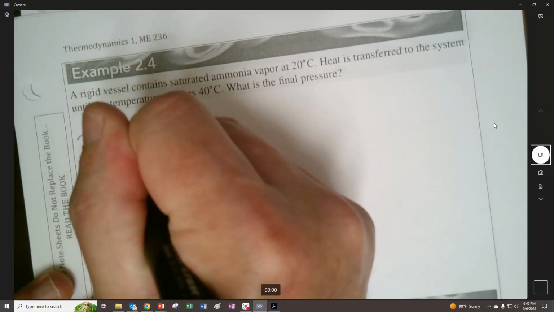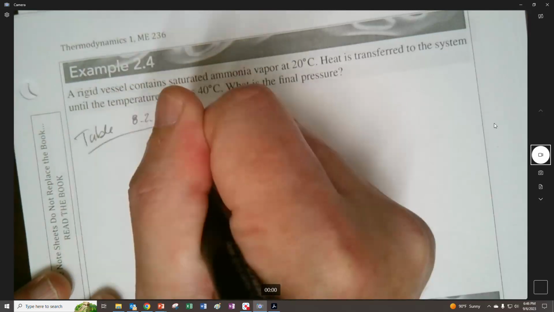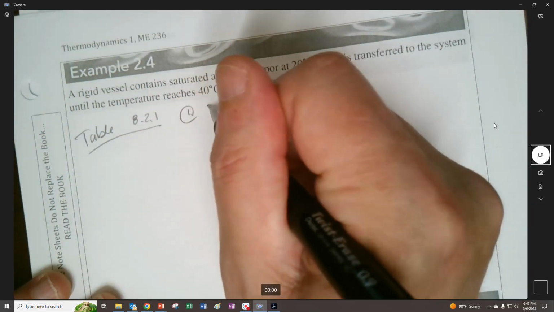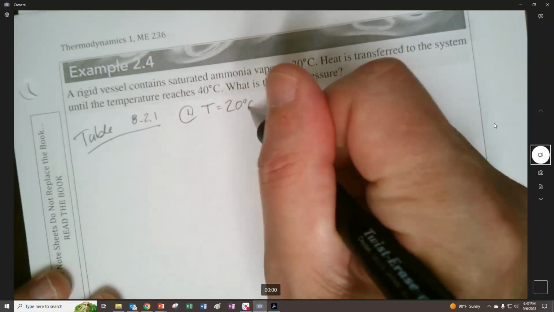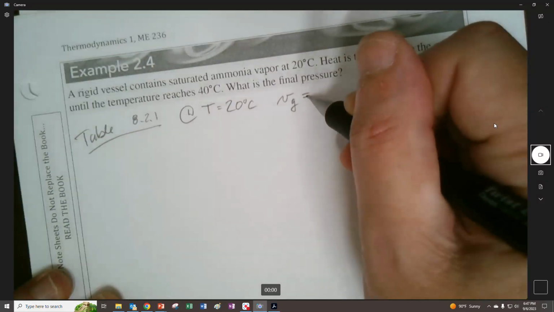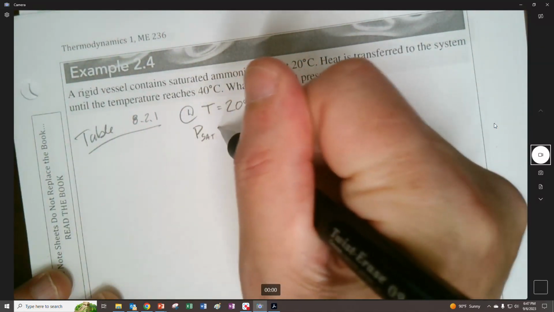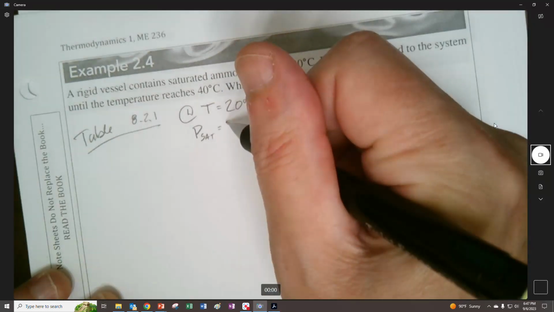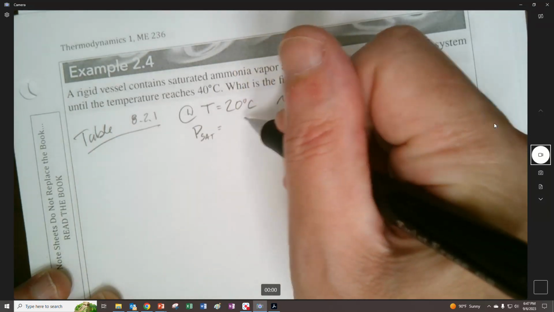0.14922. So at table 8.2.1 at T equal to 20 degrees, VG is equal to that. It's also good to know what the PSAT is. One of the questions you could ask was, what is the change in pressure? And that's the 20 degrees.